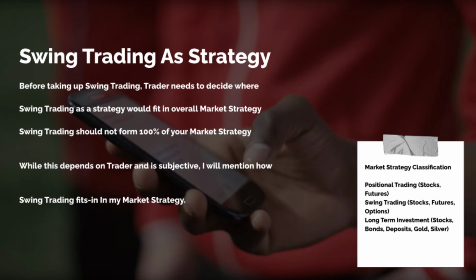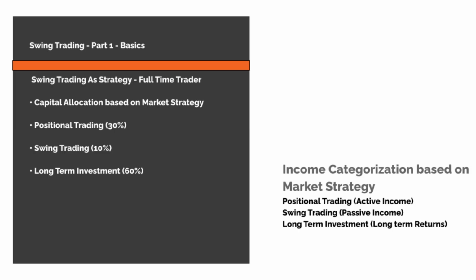So I'll just come to asset allocation when it comes to market strategy. Now this is the sort of asset allocation that I follow. So I had shown in this previous slide that my market strategy comprises swing trading, positional trading, and investment. Now the way I divide my capital is that I allocate about 10% capital to swing trading, then about 30% capital to positional trading, and for long-term investments I allocate 60% of my money, all right?